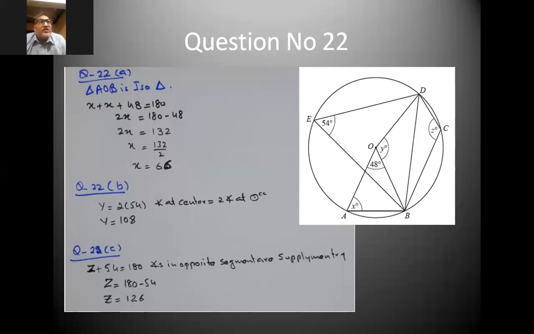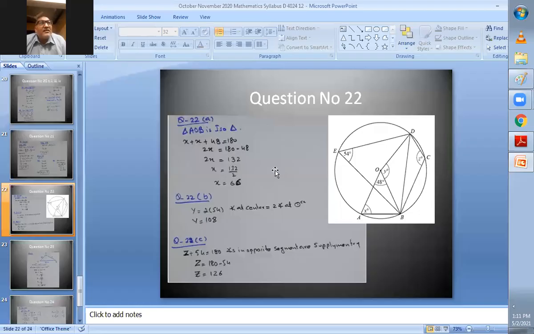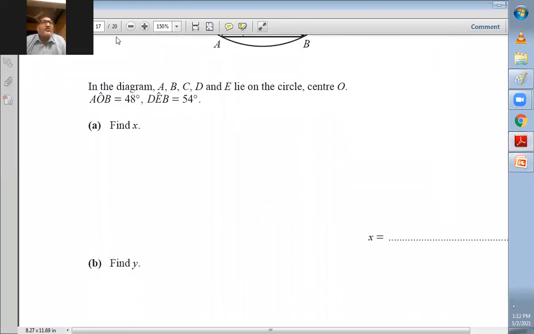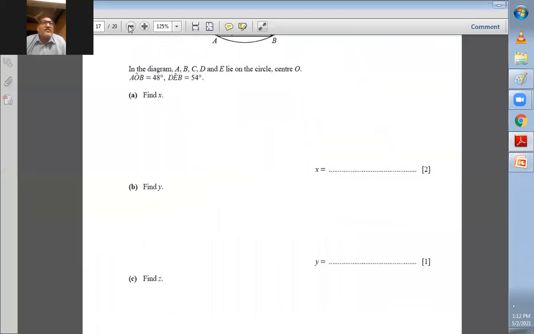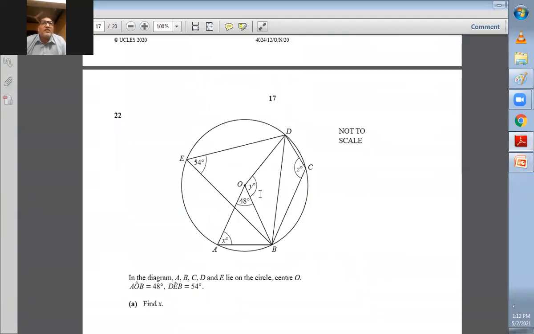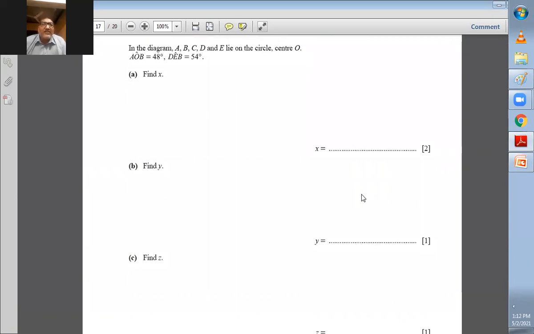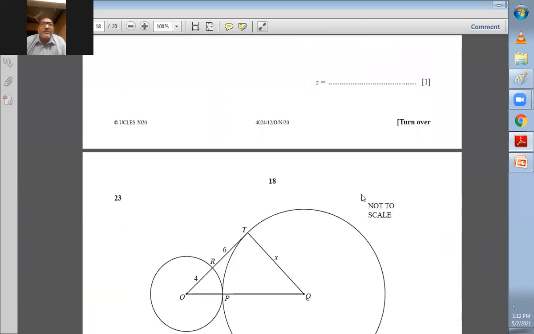Have a good look at this question. This is question number 22. We are done with this question. I hope that you have good practice in the circle properties. This is chapter number 13, I think, circle properties. Okay, so let's move to the next question. This was the question, 22. We are done with this question, X value, Y value, Z value.